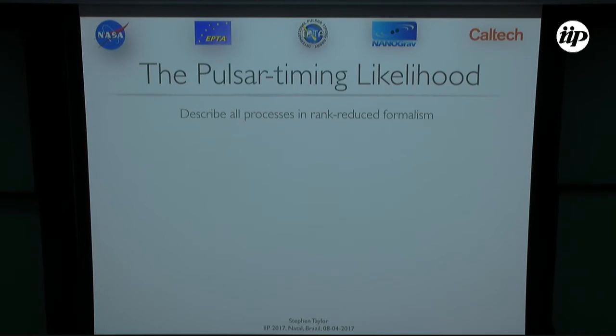So what we do is we describe all of the processes in a rank-reduced formalism. That means that since the gravitational wave background is mostly low frequency, we don't have to really care about the higher frequencies in that. So we can just do essentially a Fourier decomposition of the signal and express it in terms of a few low frequencies. Rank reduced in this way just means that you're describing your signal.